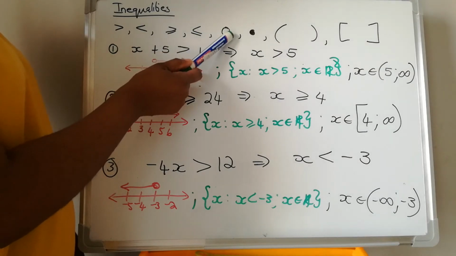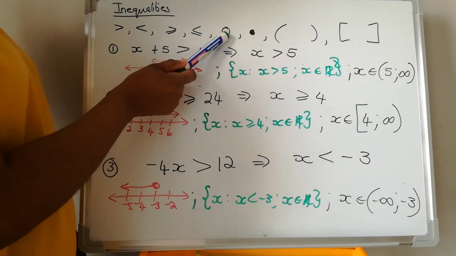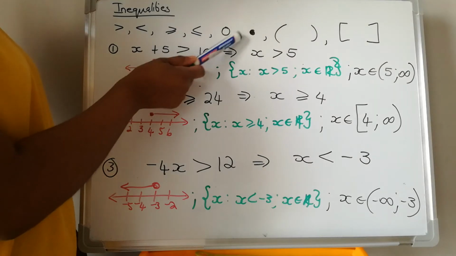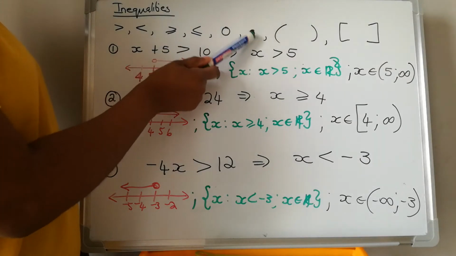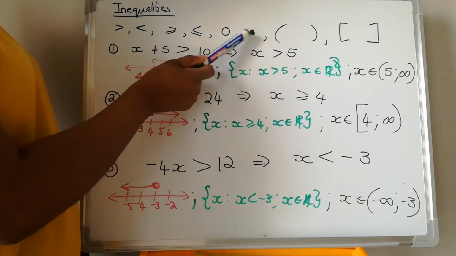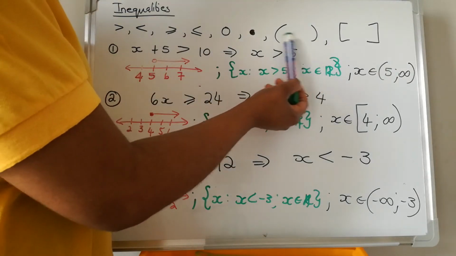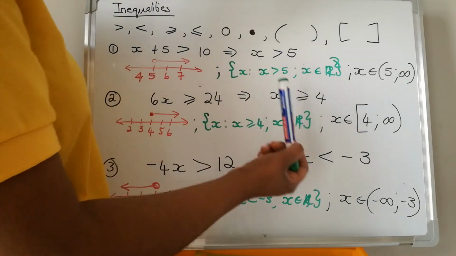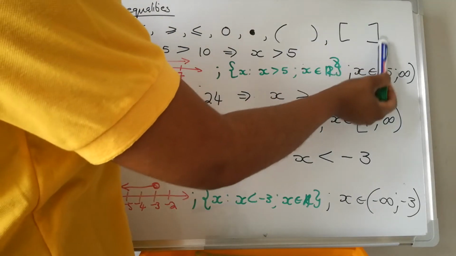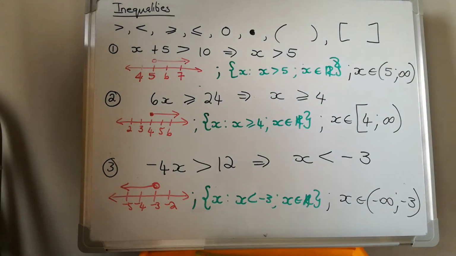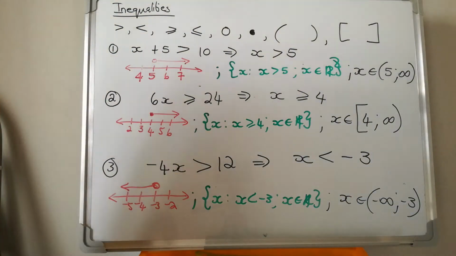This open circle here means that the number is not included, and you use it on a number line. This closed circle here means the number is included, so these two belong on the number line. And these open brackets here mean that the numbers are not included, but if it's a closed bracket, it means the numbers are included. So let's refer to the examples.